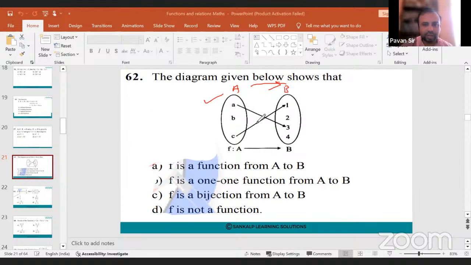See here, in f, it is A to 3, C to 1. Okay. A function from A to B is shown here. In the diagram, it is clearly showing A to 3 and C to 1. So what about f of B now? A to 3 is f of A. F of C is nothing but C to 1. But what about f of B? F of B is not defined, which means it is not a function. Option D is the correct answer. F of B is not defined.